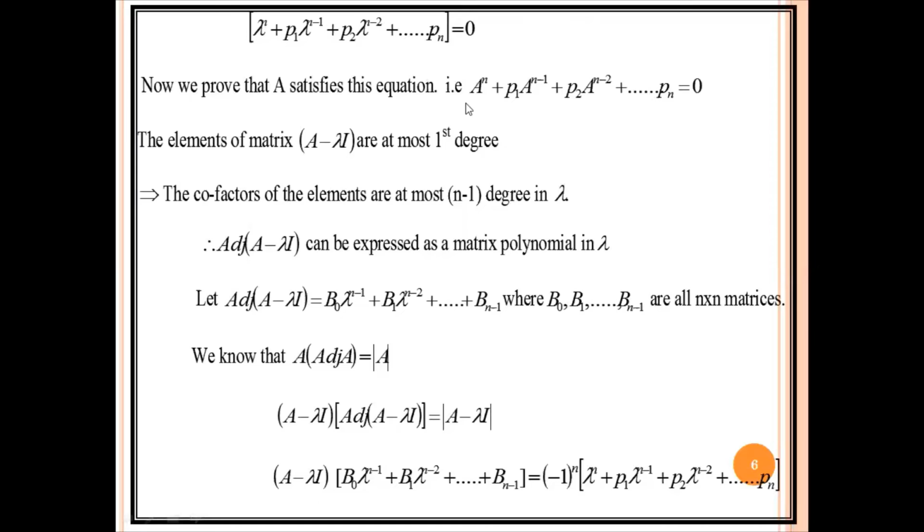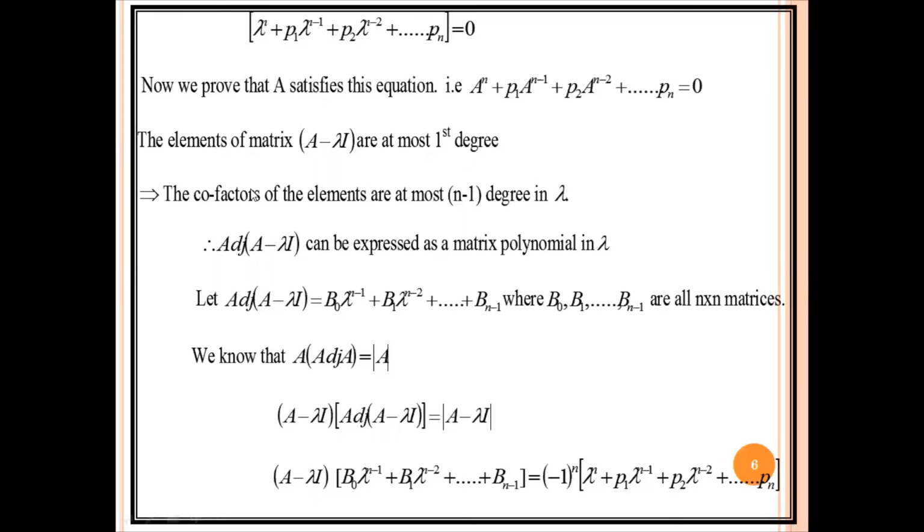For proving this condition, we are going to write some known identities, some known formulas. So what is the first one? The elements of the matrix A minus lambda I. The matrix we have taken is A minus lambda I. So in these elements, what type of elements? Their degree is at most first degree. The elements of the matrix have degree at most 1, right?